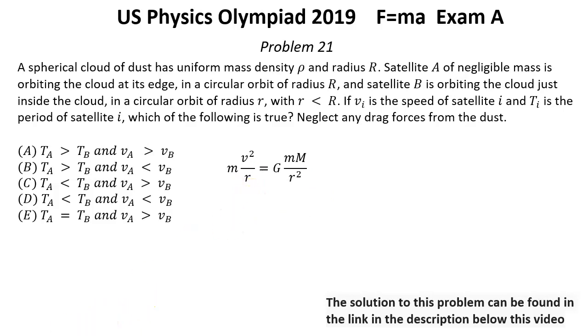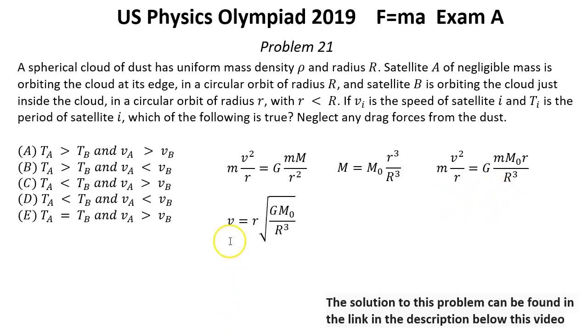The mass of this part of the cloud is proportional to r cubed. So from this equation we can find the speed v, and we see that the speed v is proportional to the radius of the satellite's orbit. It means that the speed of satellite A is greater than that of satellite B.